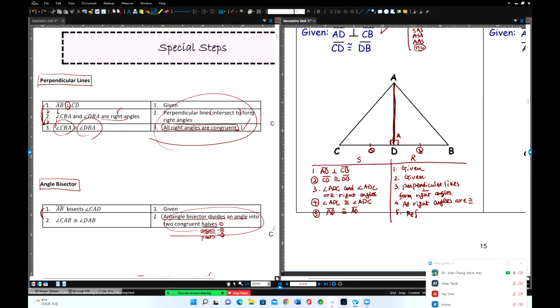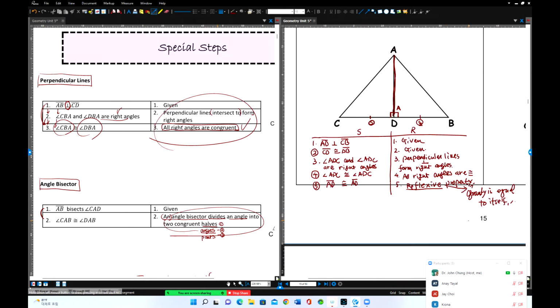reflexive. Reflexive means this, I'm going to use that. This means a quantity is equal to itself. Okay, this is what we said, reflexive. You don't have to write down this one, but this is the reflexive property. That's fine. Everyone will accept this one, okay?